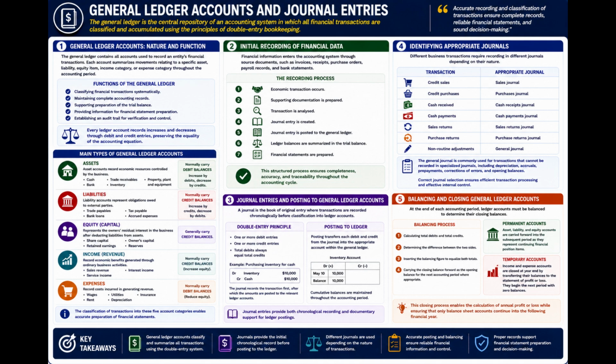5. Balancing and closing general ledger accounts. At the end of each accounting period, ledger accounts must be balanced to determine their closing balances. Balancing involves calculating total debits and total credits, determining the difference between the two sides, inserting the balancing figure to equalize both totals, carrying the closing balance forward as the opening balance for the next accounting period where appropriate. For asset, liability, and equity accounts, balances are normally carried forward into the subsequent period because these represent continuing financial position items.